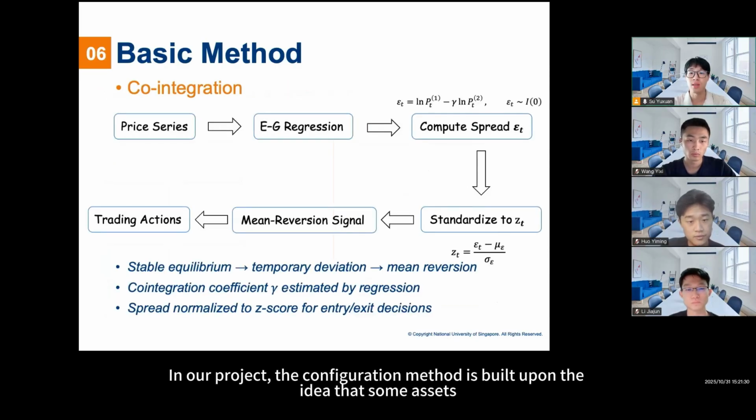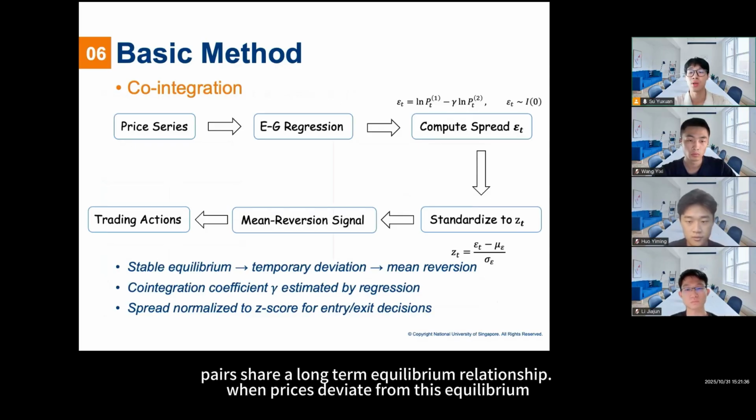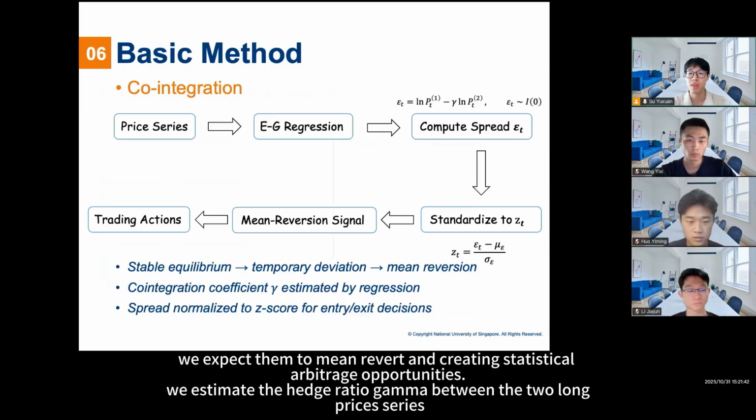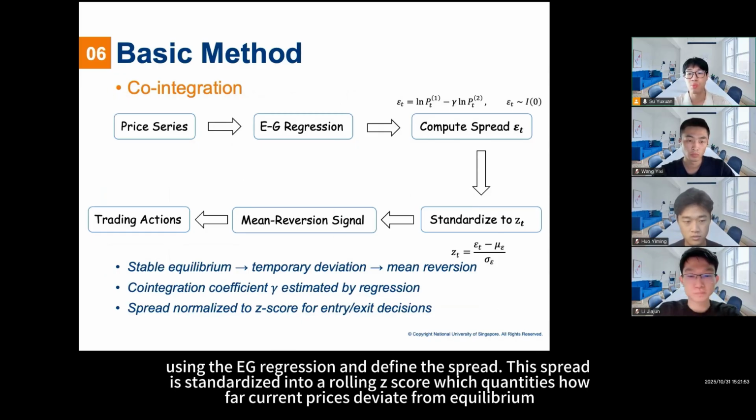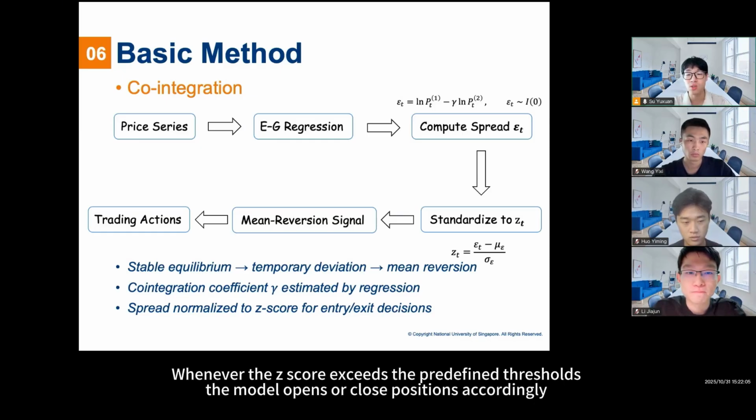In our project, the cointegration method is built upon the idea that some asset pairs share a long-term equilibrium relationship. When prices deviate from this equilibrium, we expect them to mean revert, creating statistical arbitrage opportunities. We estimate the hedge ratio gamma between the two log price series using the EG regression and define the spread. This spread is standardized into a rolling z-score, which quantifies how far current prices deviate from equilibrium. Whenever the z-score exceeds the predefined thresholds, the model opens or closes positions accordingly.